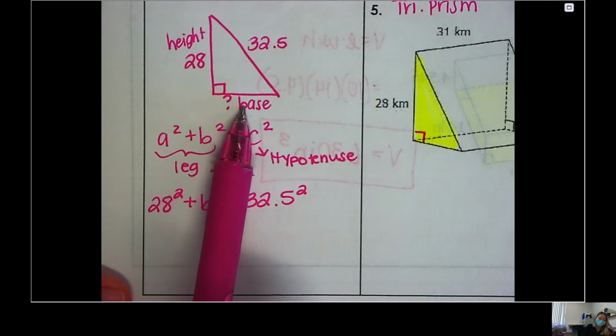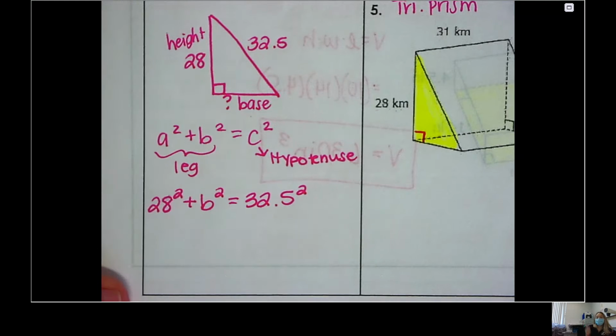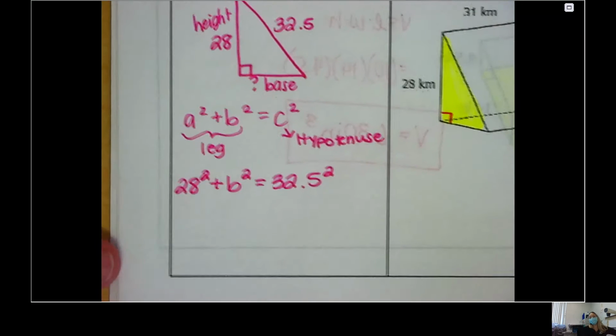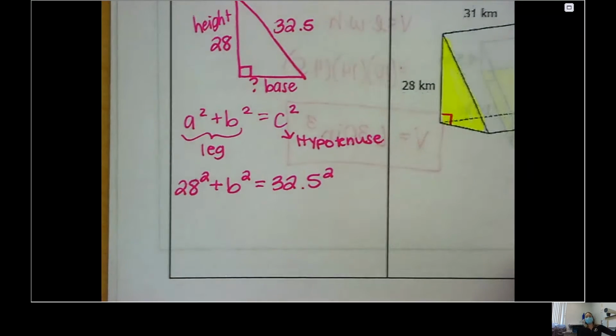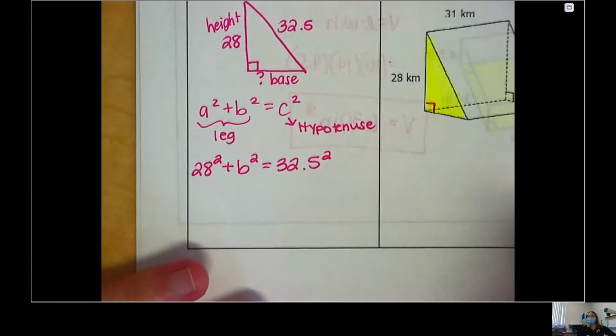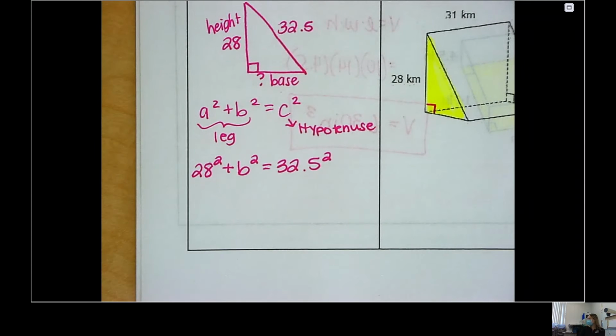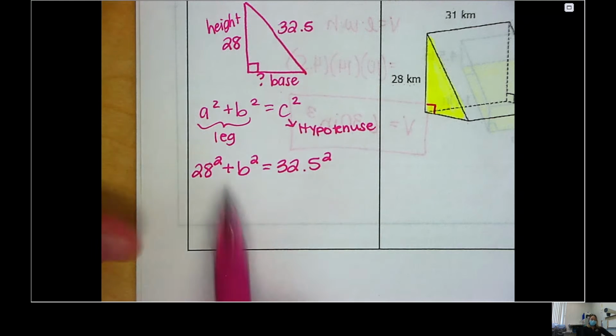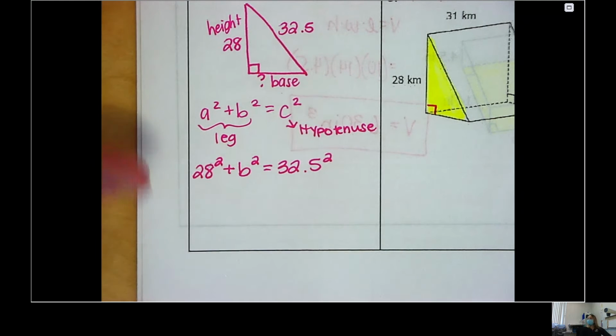So two legs squared added together equals the hypotenuse squared. Now, if this is an algebra problem, what should I do first? Order of operations tells me I should do parentheses. Are there parentheses? No. Exponents, are there exponents? Yeah, these little 2's are exponents. So we're going to put these into our calculator.